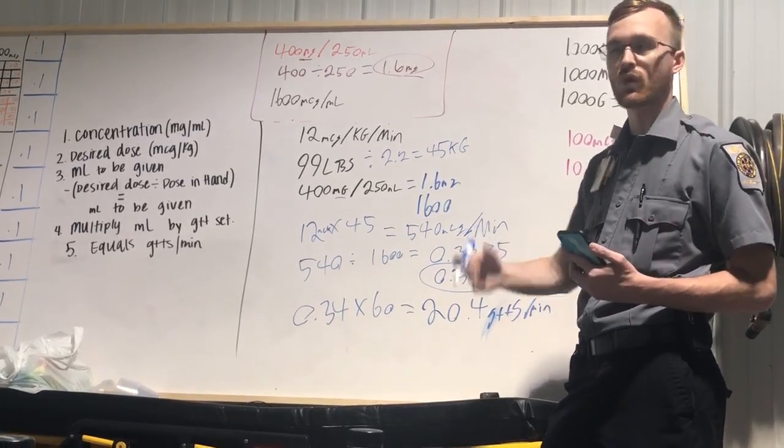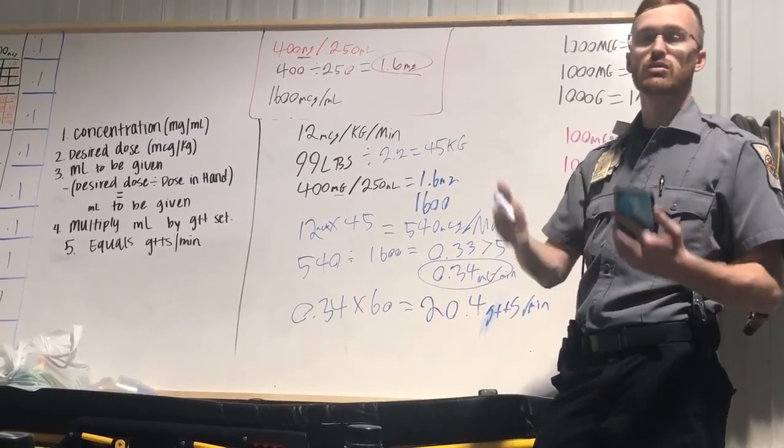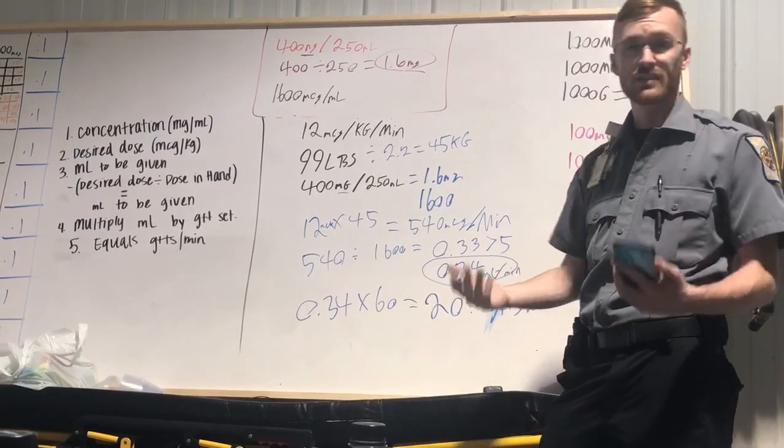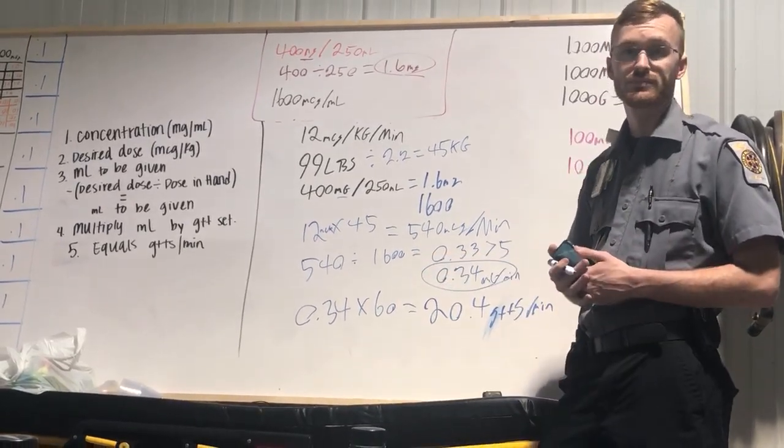So I'm allowing 1 drop out of my drip chamber every 3 seconds. And this is how you do med math.